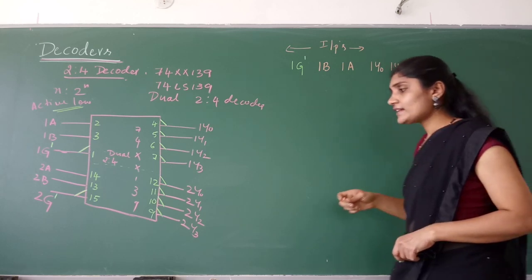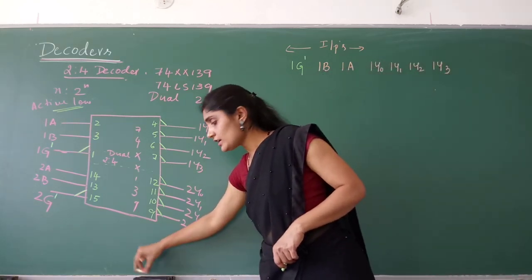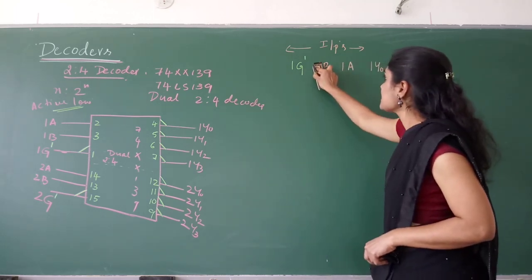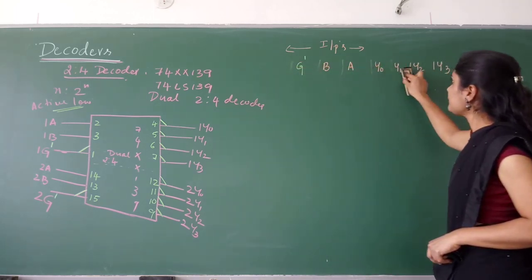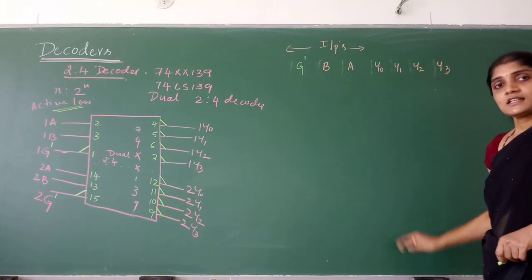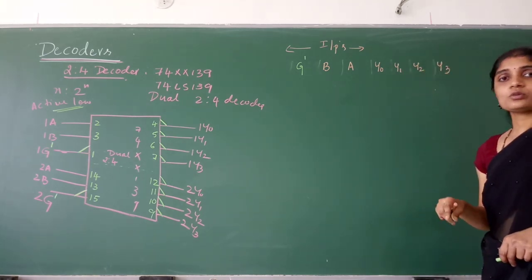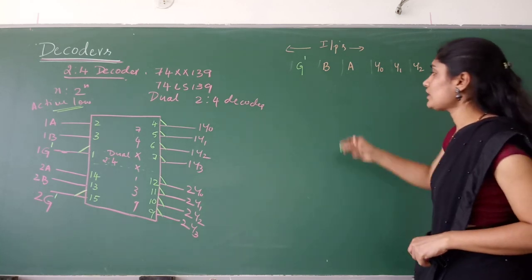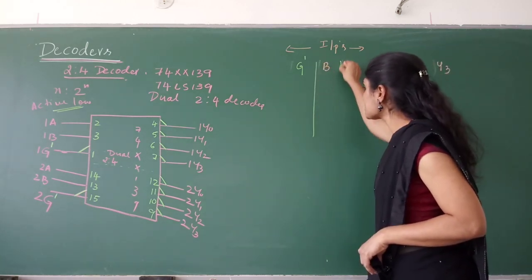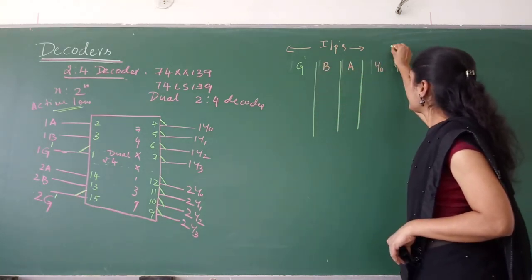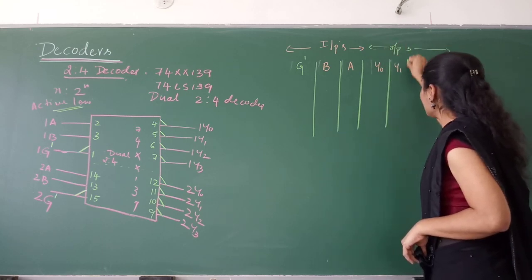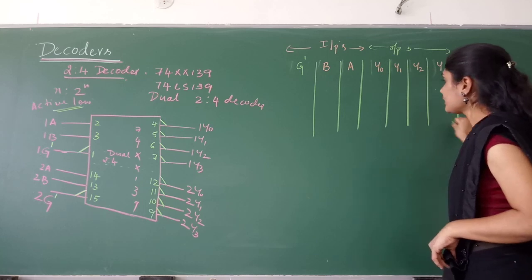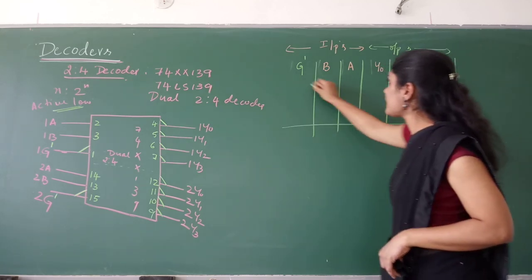Or let us write the truth table generally for both the decoders. So let us just call it G dash, BA. If it is for the first decoder, it is 1. If it is for the second decoder, it is 2. Let us write a general truth table for 74LS139. So G dash, A, B are the inputs and these are the output lines. Fine. So now listen carefully. The truth table is very important.